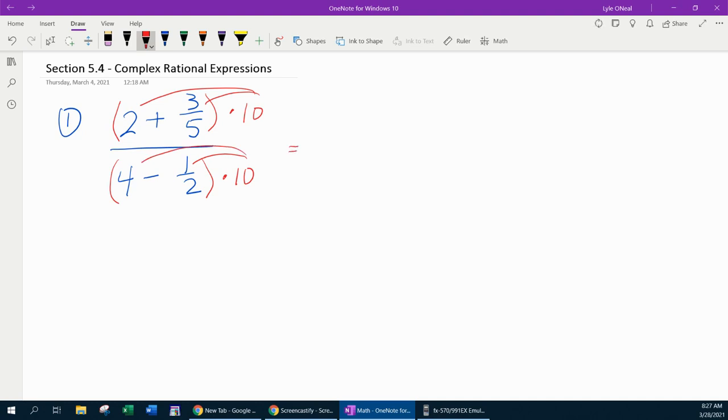So that's going to give us 10 times 2, which is 20, plus. Now for the fraction here, you can say 3 times 10 is 30. 30 divided by 5 is 6. Or you can say 5 goes into 10 2 times. 2 times 3 is 6. Either way, you're going to get rid of the fraction. In the denominator, 10 times 4 is 40 minus 10 times 1 is 10. 10 divided by 2 is 5. Or again, you can say 2 goes into 10 5 times. 5 times 1 is 5.